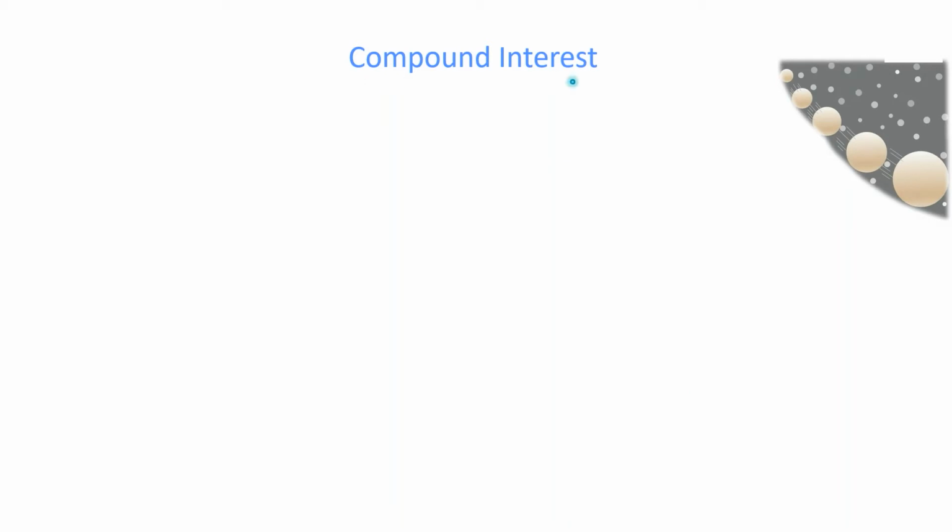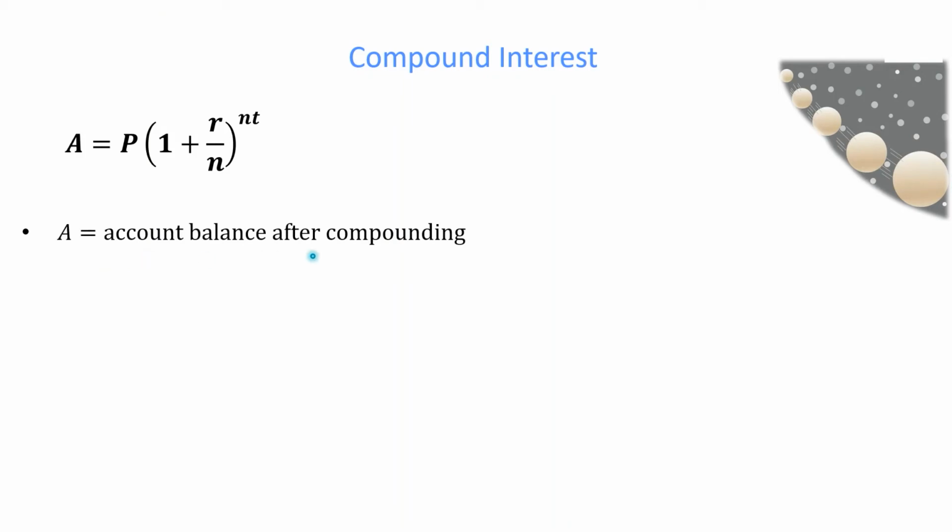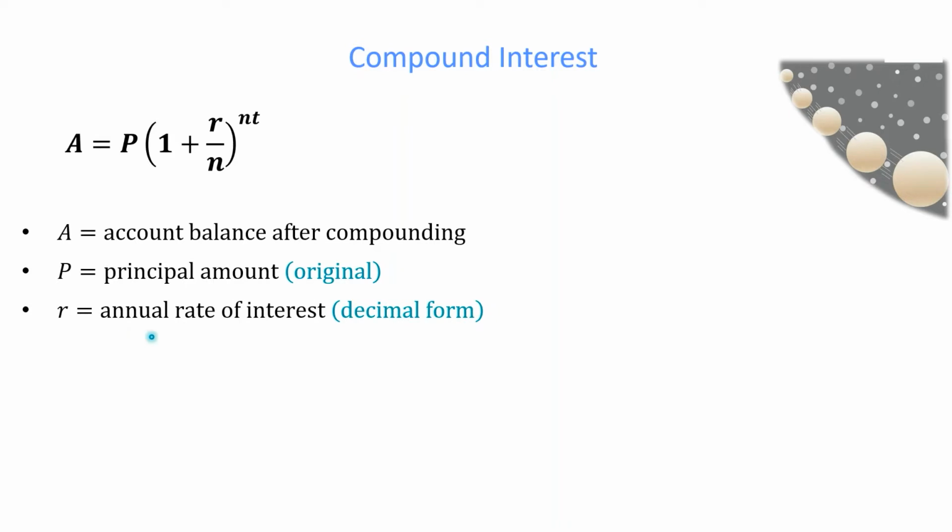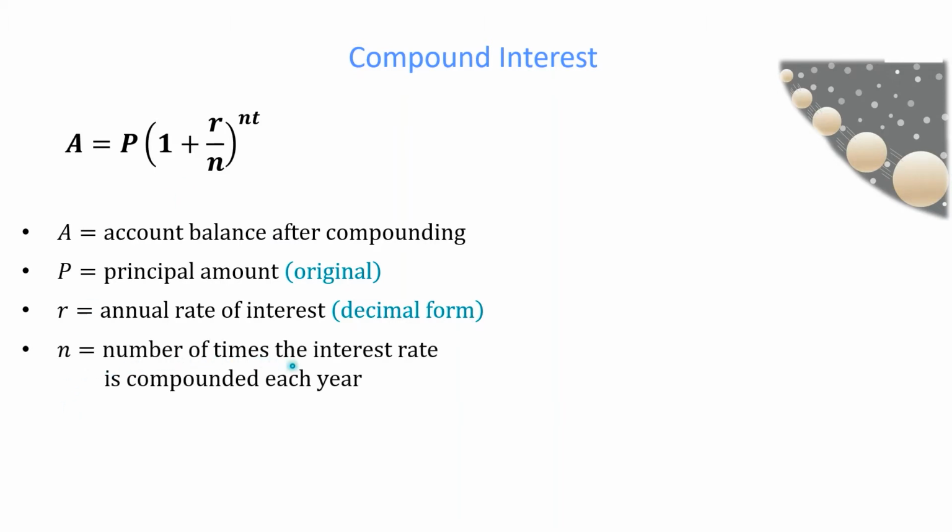So the formula for compound interest is the following. So we have A as being the account balance after compounding. P is the principal amount. Now this is the original value or the initial investment that was made, the starting value. So you can think of it from this snowball as the first value over here. R is the annual rate of interest, and it must be in decimal form to use this formula. N is the number of times the interest rate is compounded each year. And T is the number of years we want to invest for.